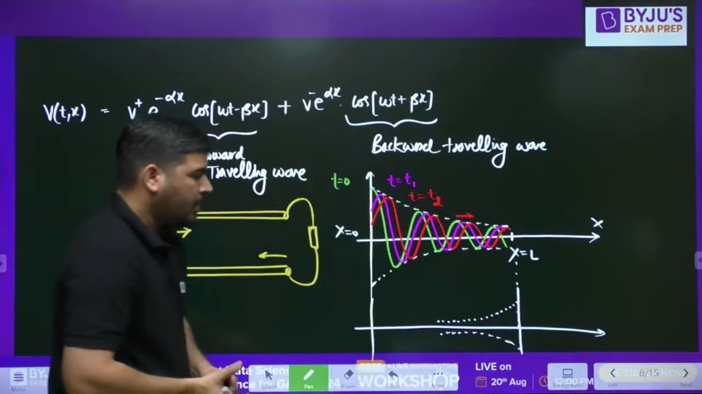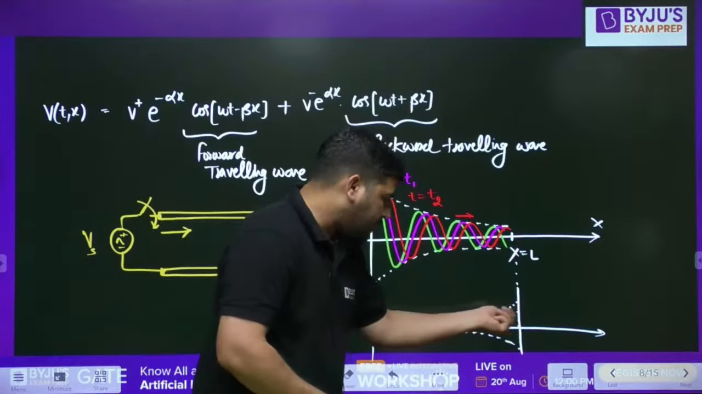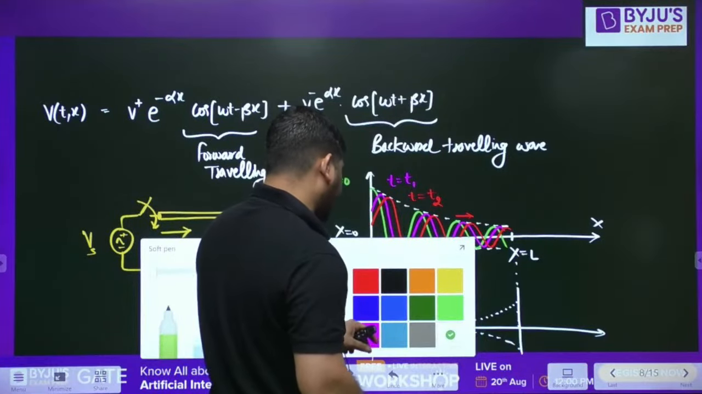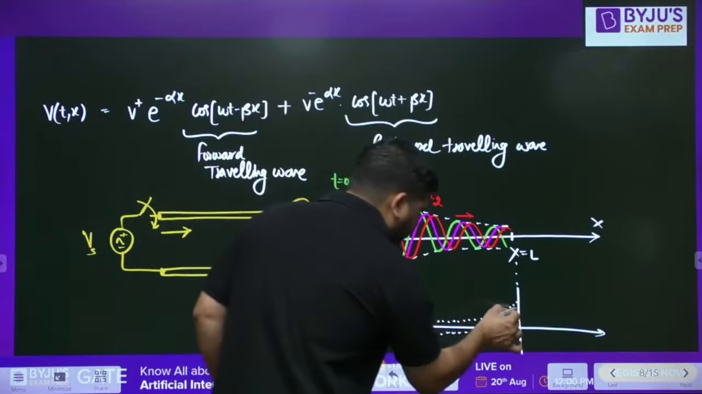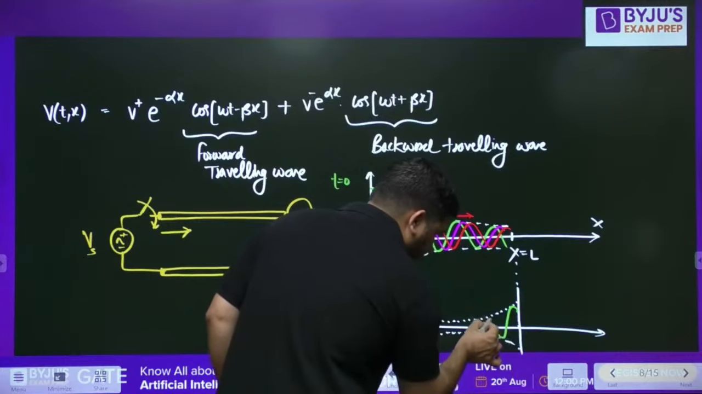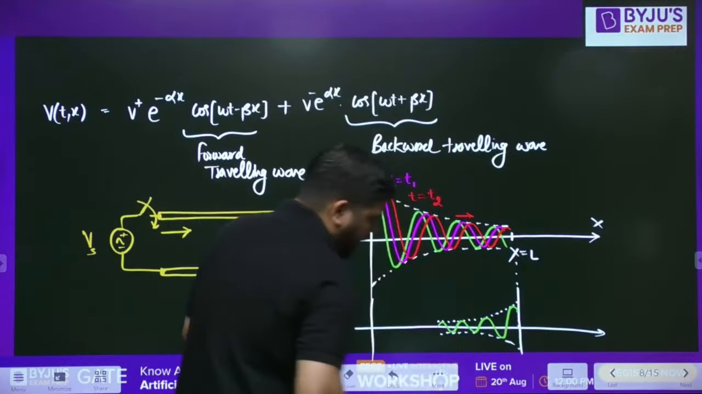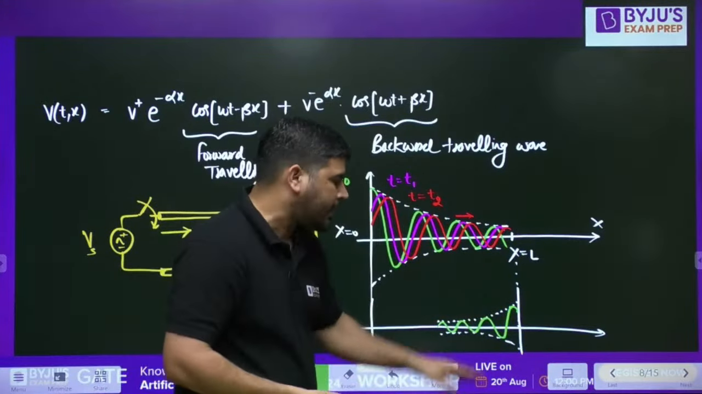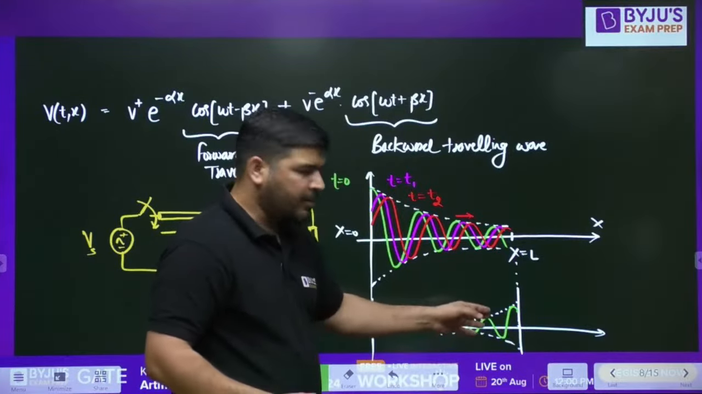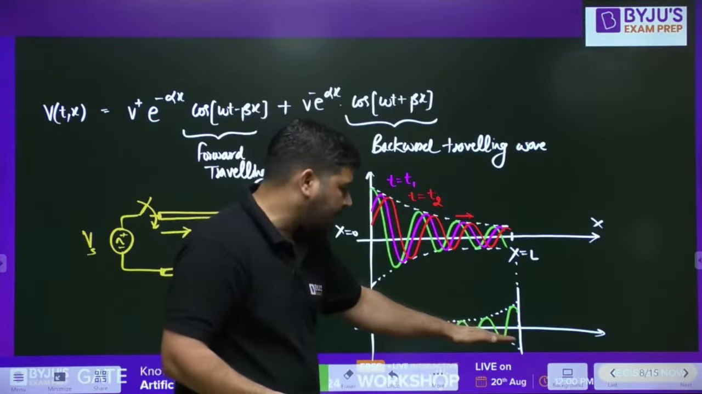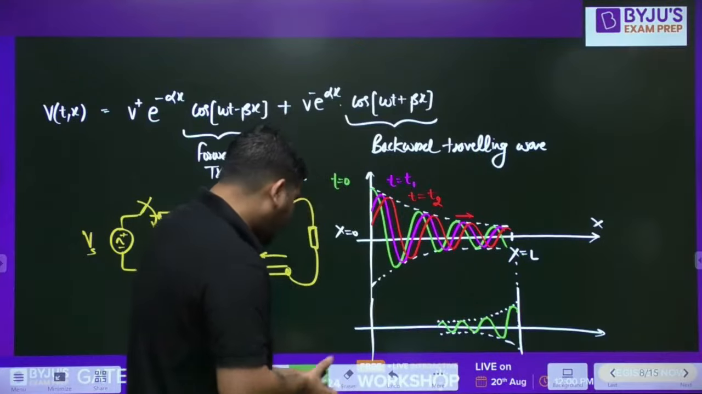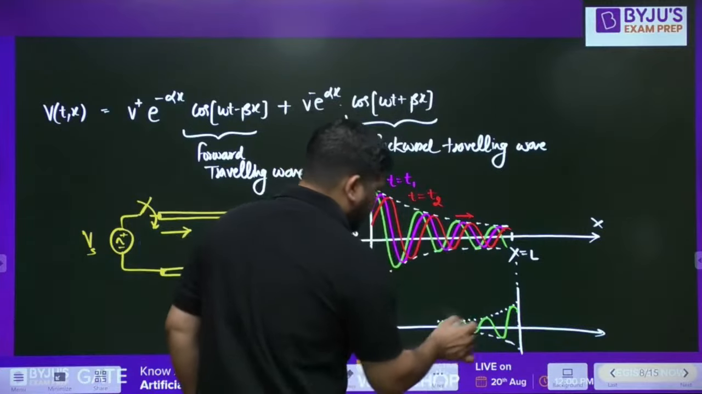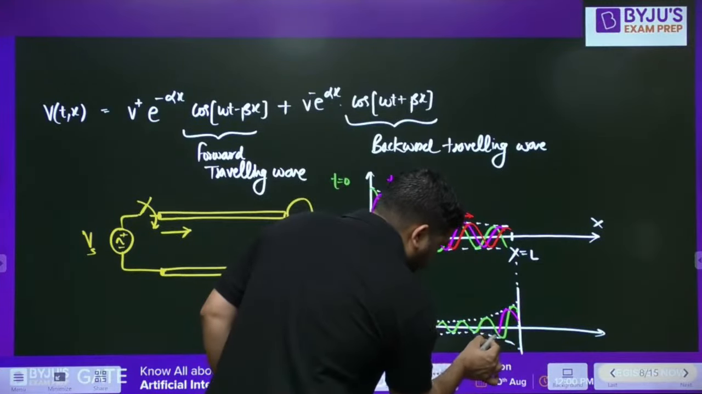Okay guys, now after reaching the load, some part is reflected. So the reflected wave I'm showing like this. Let me show the reflected wave as well. It will be reflected back, traveling in the backward direction, on this side. At some instant, maybe some t3, t4, t5, whatever, this is the wave. Now, after some time, there will be some other backward wave; I mean, this wave will shift.